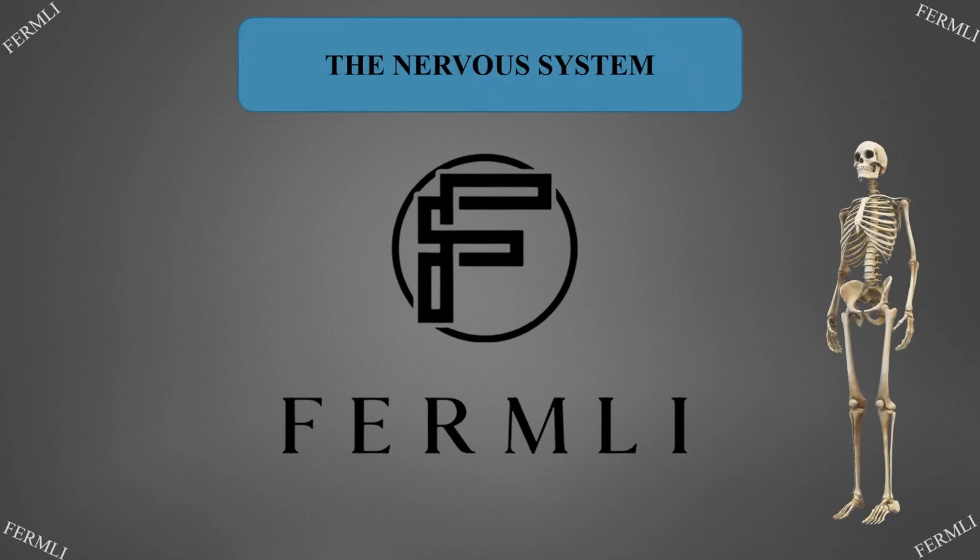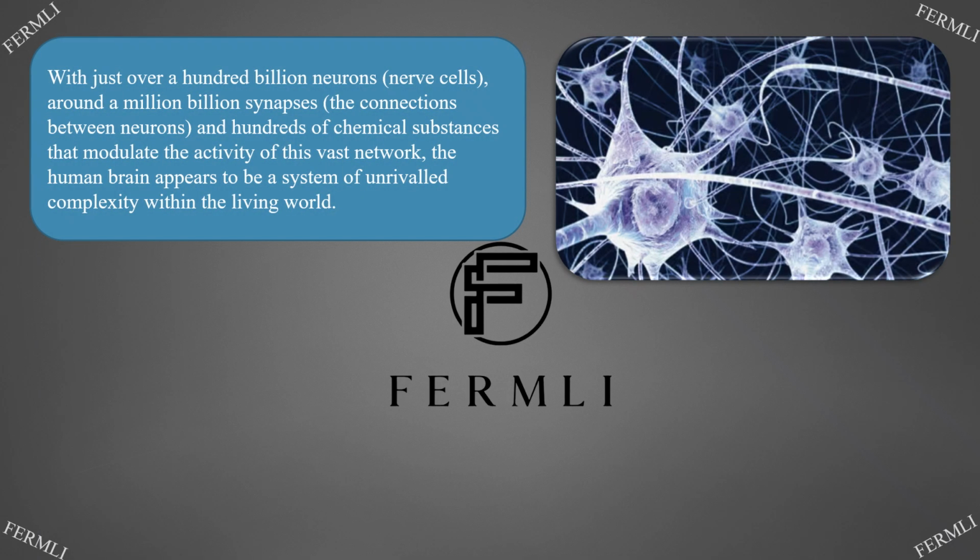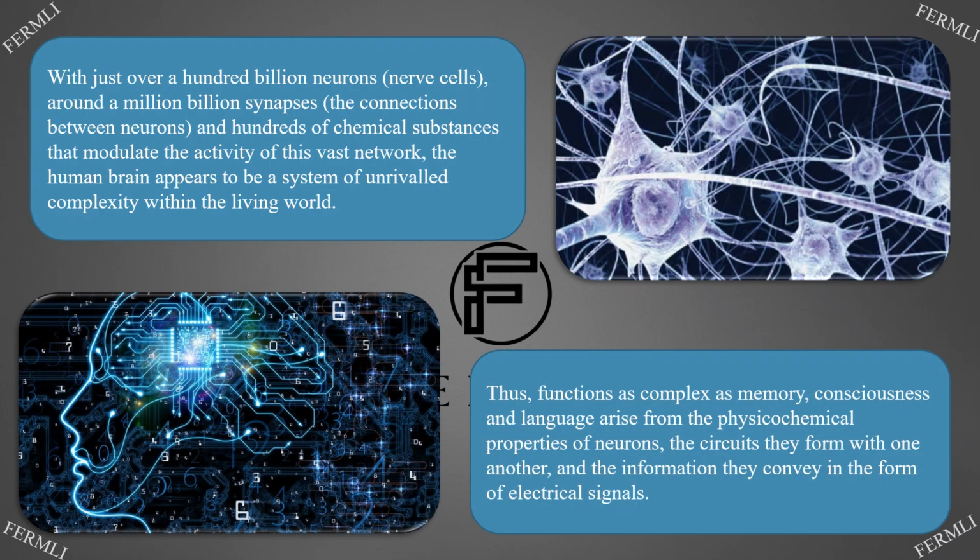The nervous system. With just over 100 billion neurons, nerve cells, around 1 billion synapses, the connections between neurons, and hundreds of chemical substances that modulate the activity of this vast network, the human brain appears to be a system of unrivaled complexity within the living world. Thus, functions as complex as memory, consciousness, and language arise from the physicochemical properties of neurons, the circuits they form with one another, and the information they convey in the form of electrical signals.